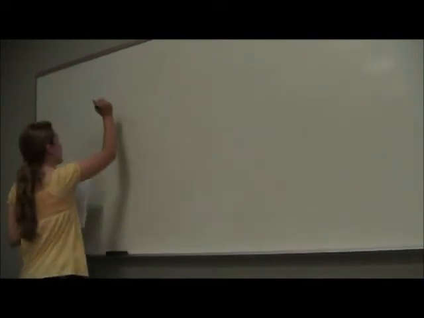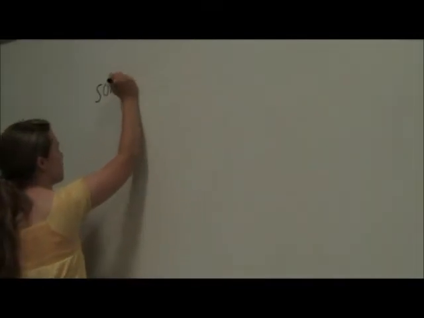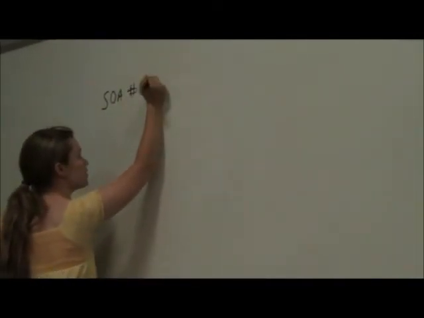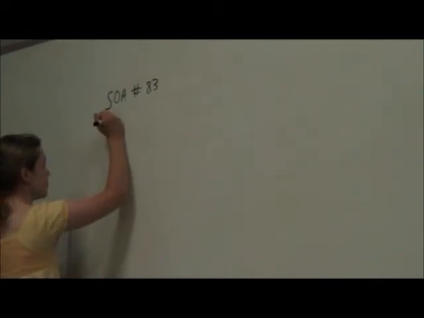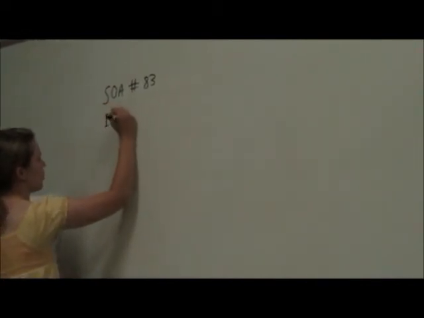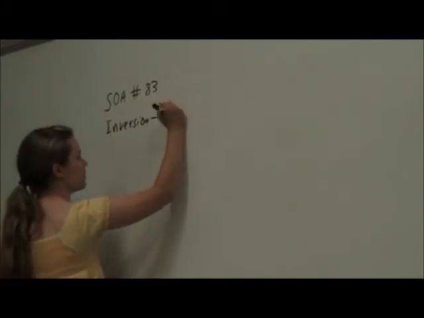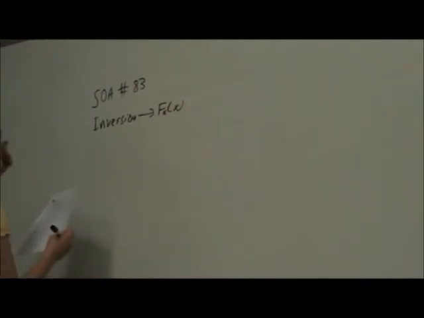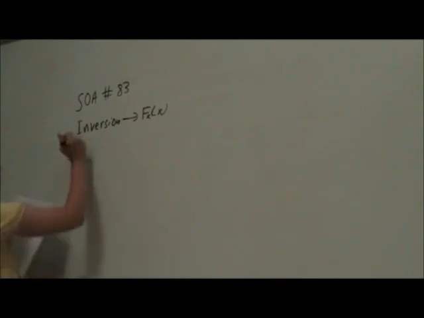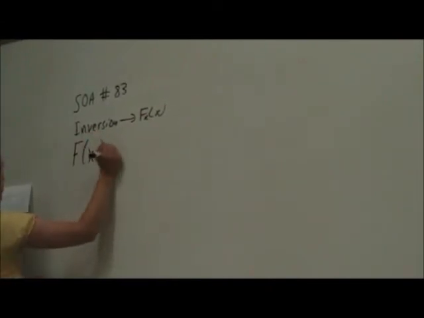Okay, so we're now going to do SOA problem number 83, and this is another simulation problem that uses the inversion method. But to use the inversion method, we need to have our cumulative distribution function. So we're going to take the probabilities that we're given and find our cumulative distribution function. I went ahead and found the cumulative distribution function for all values.